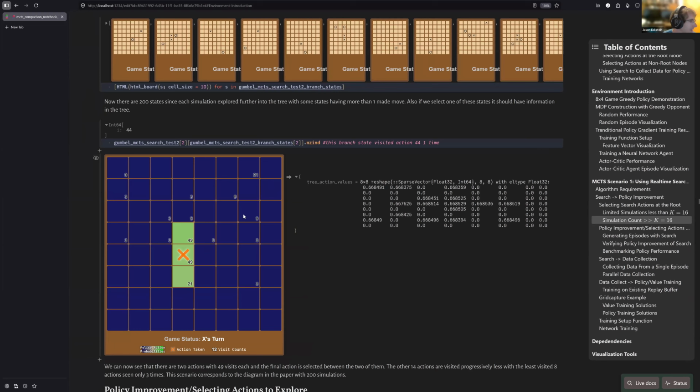Any questions about this? How the simulations are allocated? I'm also showing here that the action values now, which has 16 action values, and the ones in the middle here have a lot more samples that they were collected from.